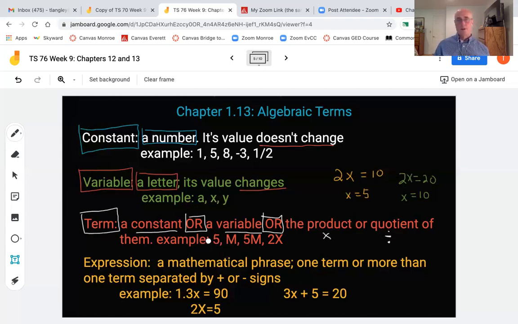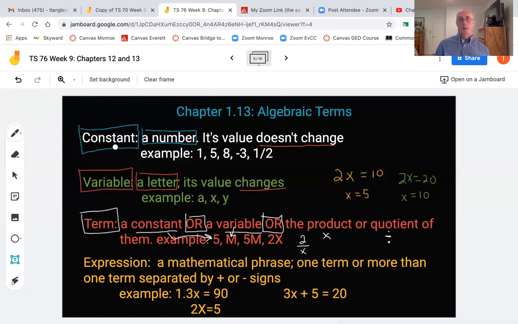So here are some example terms. 5, that's a constant. It could be a variable like m. M is a variable. That's also considered a term. 5m is the product of a constant and a variable. So when you squish two things next to each other, that means times each other. So that's a term. 2x is a term. And by the way, if I had 2 over x, that also could be considered a term because that is a quotient. That's a division, okay?